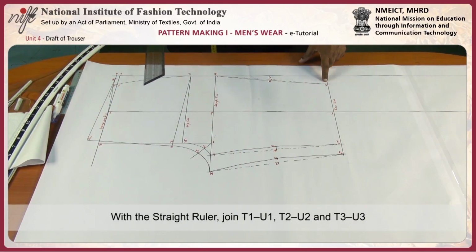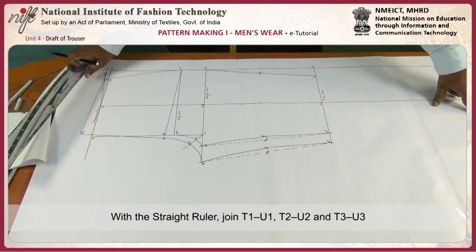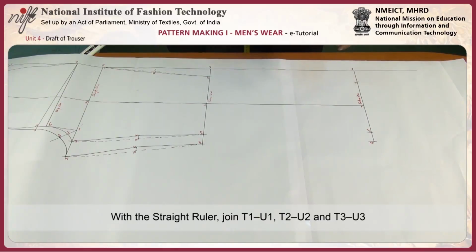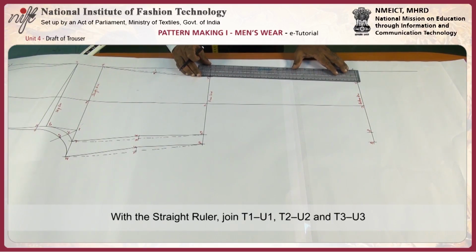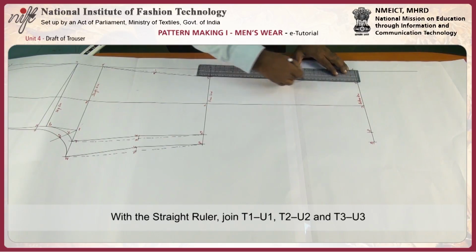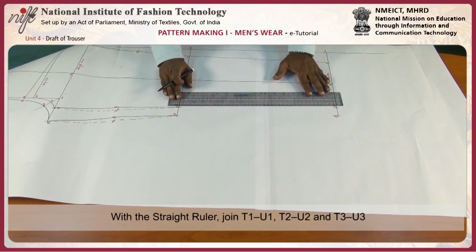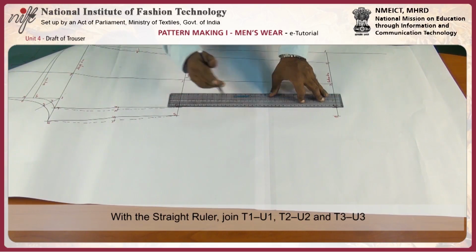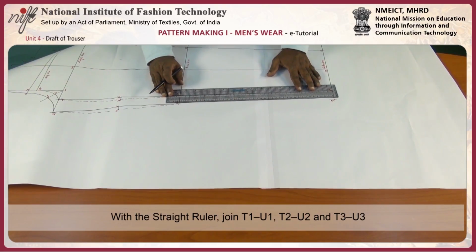Join T1 U1, T2 U2 and T3 U3 with the straight ruler. T1 U1, T2 U2, T3 U3.